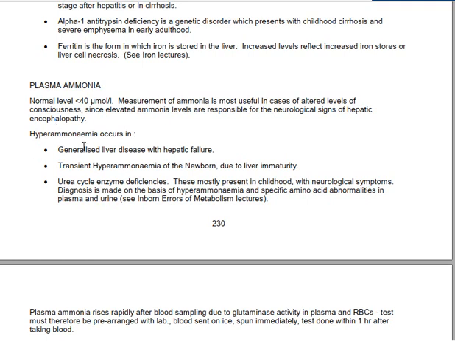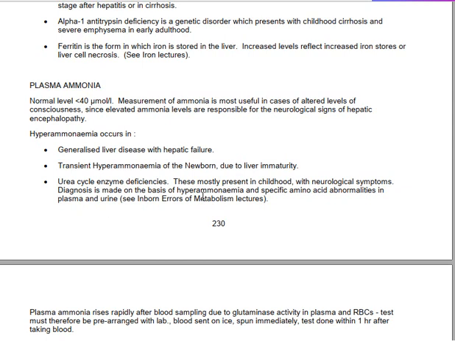Is it clear? Now we are going to have a patient with hyperammonemia in cases where the urea cycle cannot function. In a generalized liver disease with hepatic failure, you are going to have hyperammonemia. You have a transient hyperammonemia only in newborns because they have only a liver immaturity. Now the urea cycle enzyme deficiency is the one that is happening in the urea cycle. So this mostly presents in childhood with neurologic symptoms. Is it clear? And the diagnosis of hyperammonemia is going to be made.